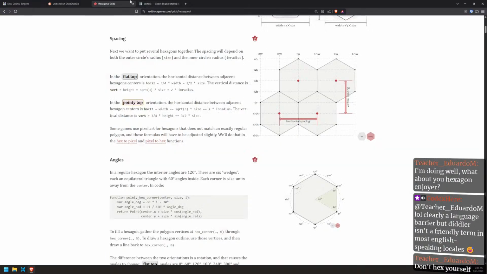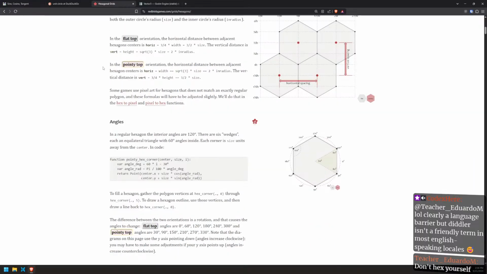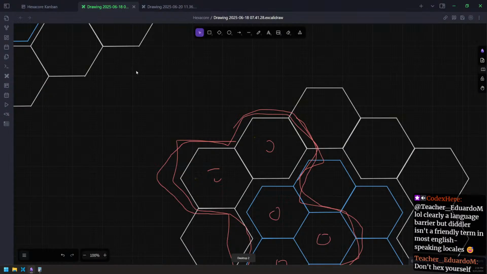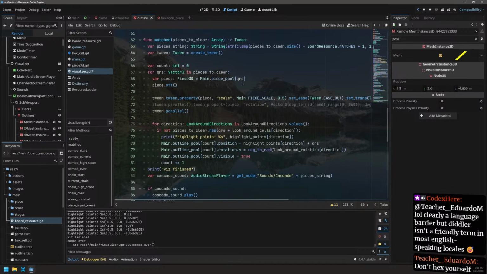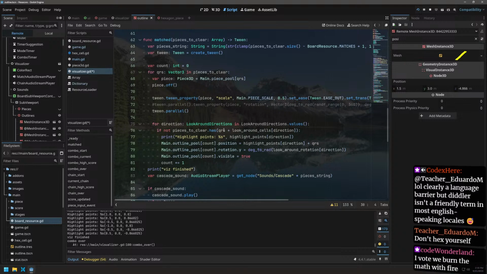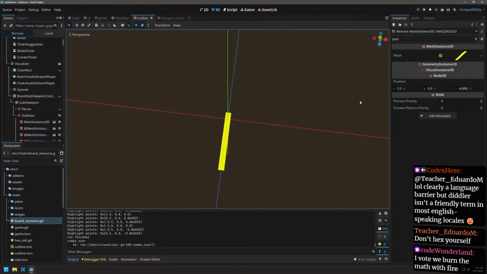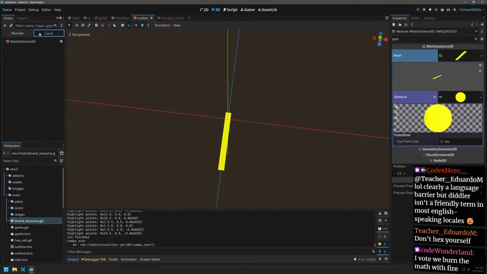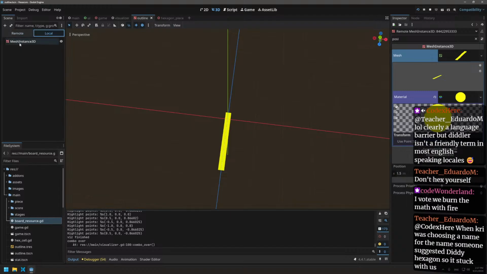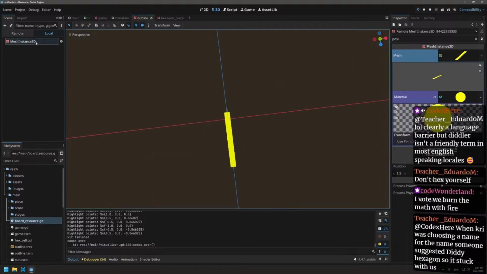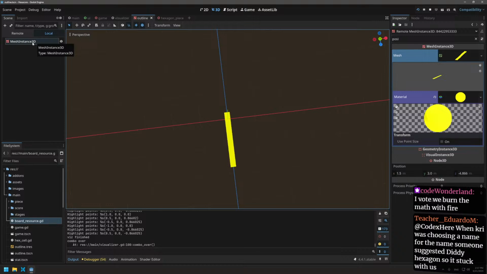I think we've got the correct steps in the algorithm. I think that we're just a little off on some of the math. Okay, I already see part of the problem.